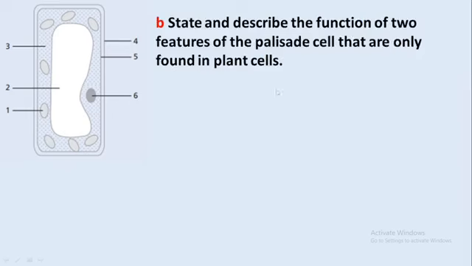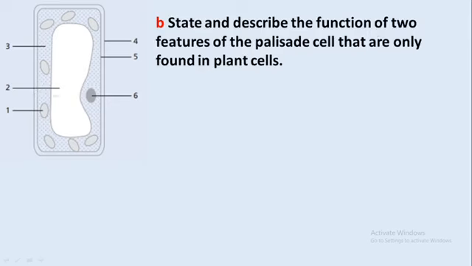Now we come to the next question, which is question B. The question reads, state and describe the function of two features of the palisade cell that are only found in plant cells. So we are looking for two features that are only found in plant cells. Remember, the part labeled 4, the cell wall, is only found in plant cells. Again, the part labeled 1, the chloroplasts, are also found only in the plant cell. And the part labeled 2, the permanent vacuole, is also only found in the plant cell. You can pick any two because the question wants you to describe only two.